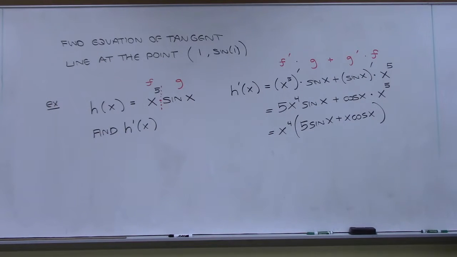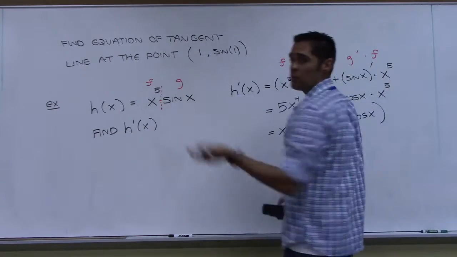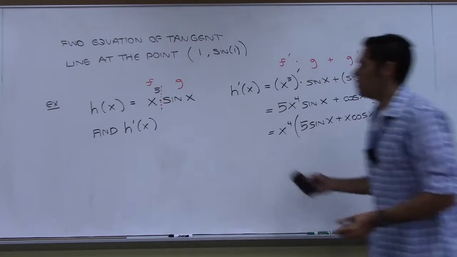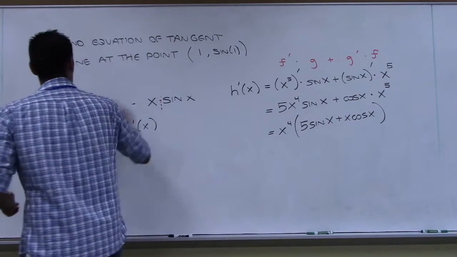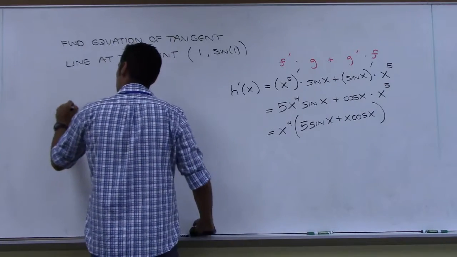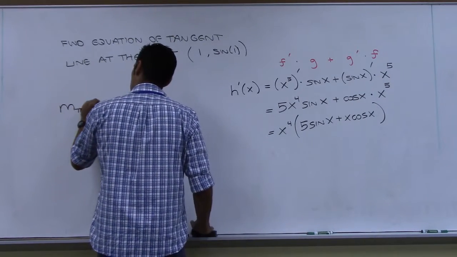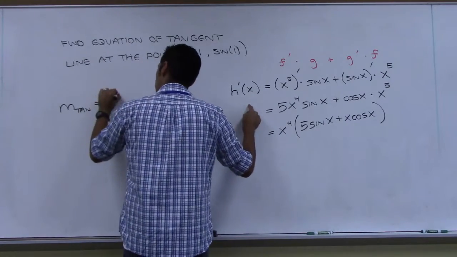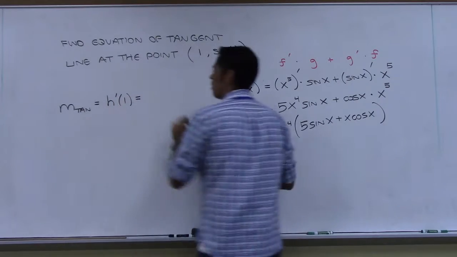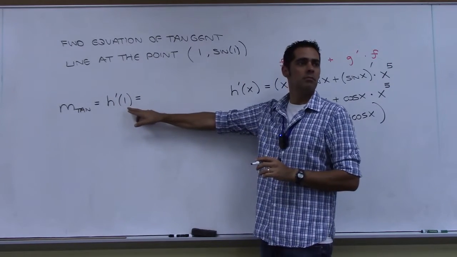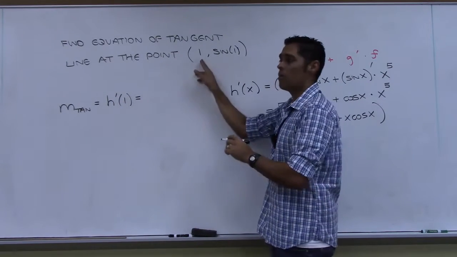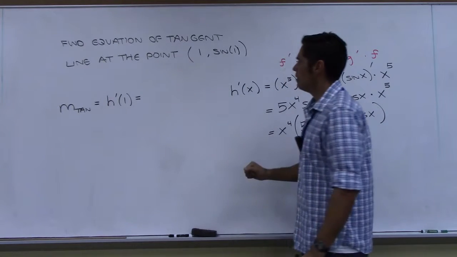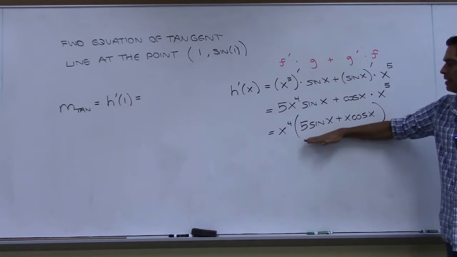All right, so if you're going to find the equation of the tangent line, you need the slope of the tangent line, right? The slope of the tangent line will be equal to the derivative at 1. It's the derivative at the value 1. Where am I getting this 1 from? The x-coordinate of the point, right? So plug 1 into this.